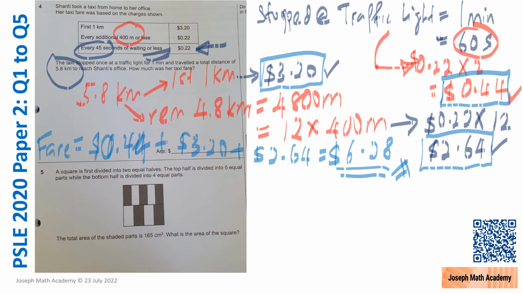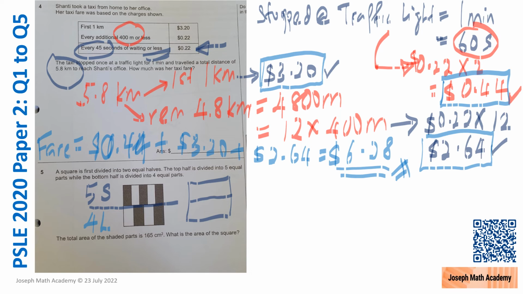Okay, now moving on to question 5. Question 5 is a very interesting question. It shows us a square, and the square is cut into half, upper half and lower half. In the upper half, there are 5 equal parts. I call them 5 small rectangles. 3 small rectangles are shaded, 2 are not. For the lower half, we can see there are 4 large rectangles. 2 are shaded, 2 are not.